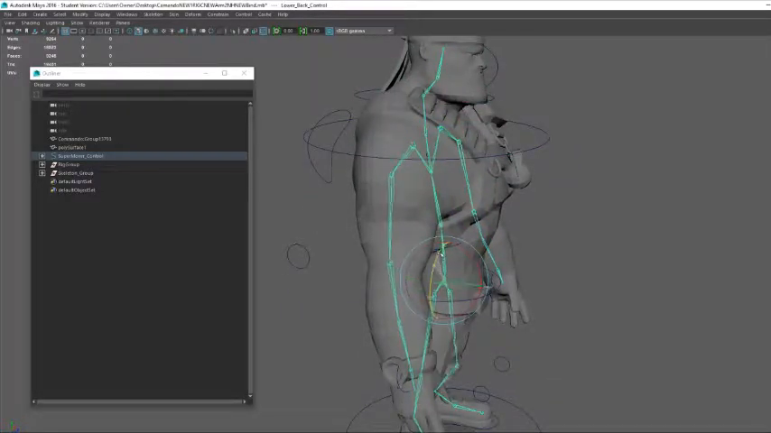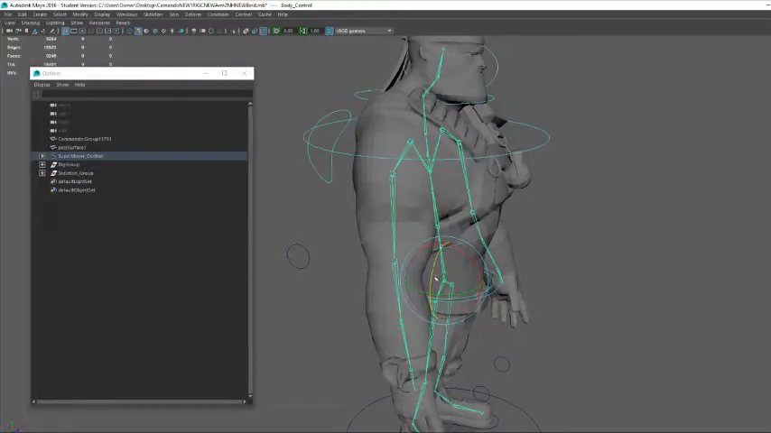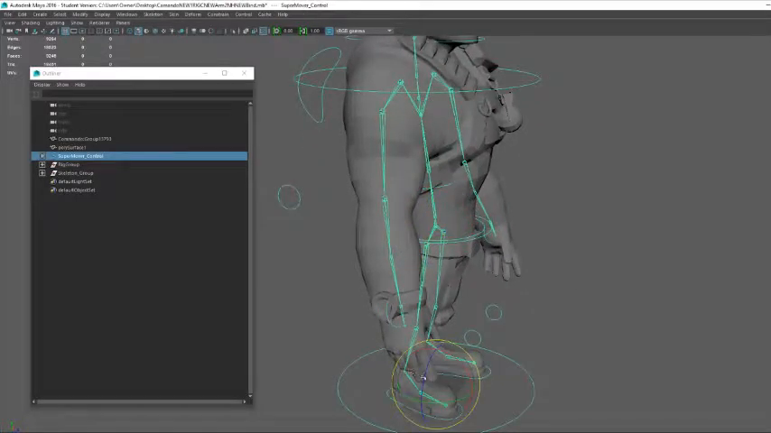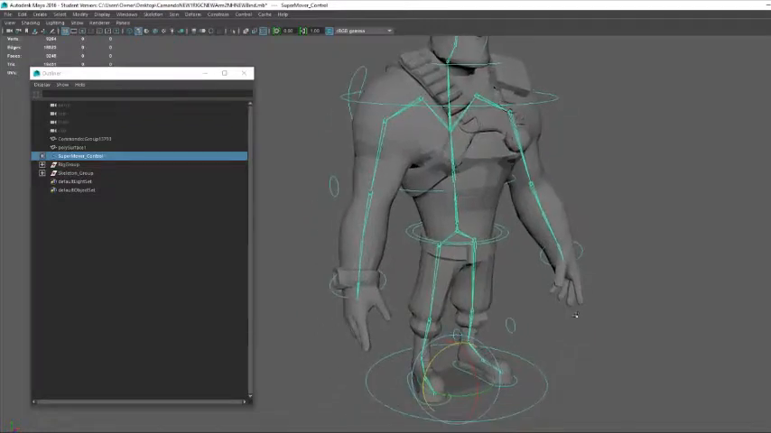couple of control curves. The scale of the model was constrained by a scale constraint to the main control at the base of the feet. This means you can easily control the scale of the whole model without losing the controls or the model's integrity.